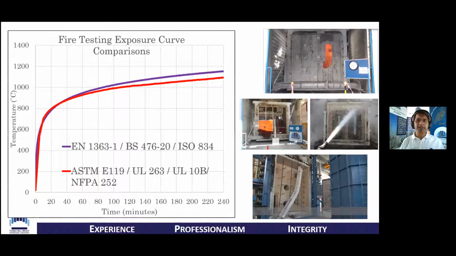You would notice that there are generally two types of fire curves, as you can see on the screen. There is the American approach, the ASTM E119 or UL263. There are several American standards which follow the same time temperature curve, which means they follow the same rate of increase of temperature with a minor deviation, as you can see.